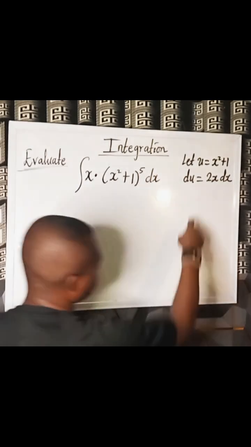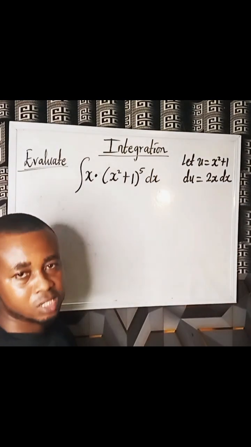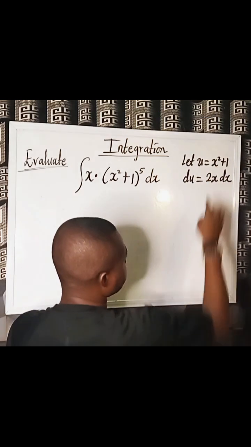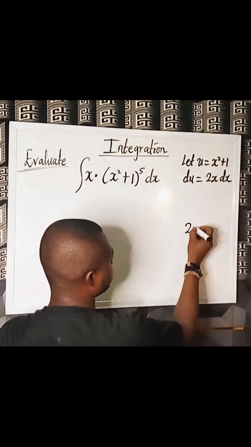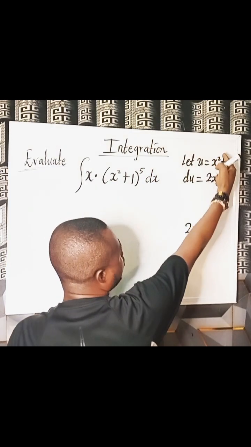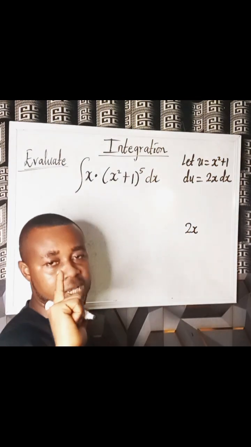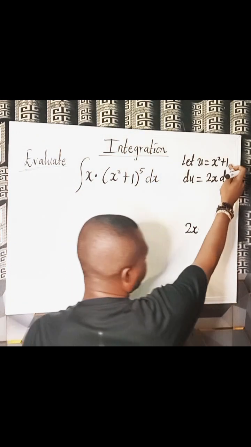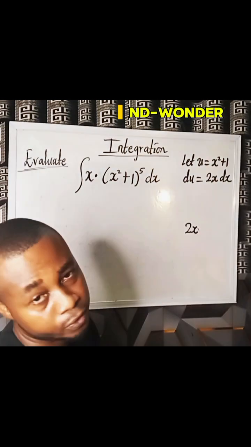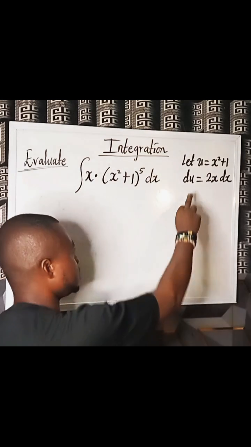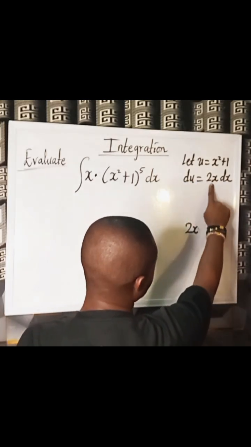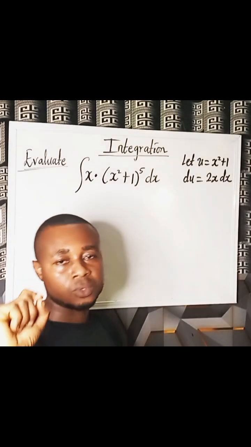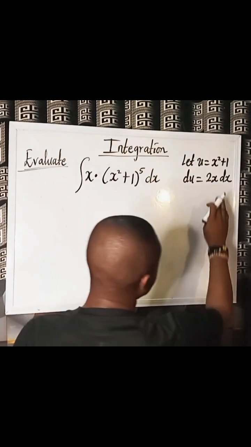How did we achieve that? When this is differentiated with respect to x, if you differentiate x squared, the power comes as the coefficient, which is 2x. Then you take 1 out of the exponent 2, you get 1. Whenever you differentiate a constant, of course it is 0. So we can say that du is equal to 2x dx. So that is the derivative of x squared plus 1.